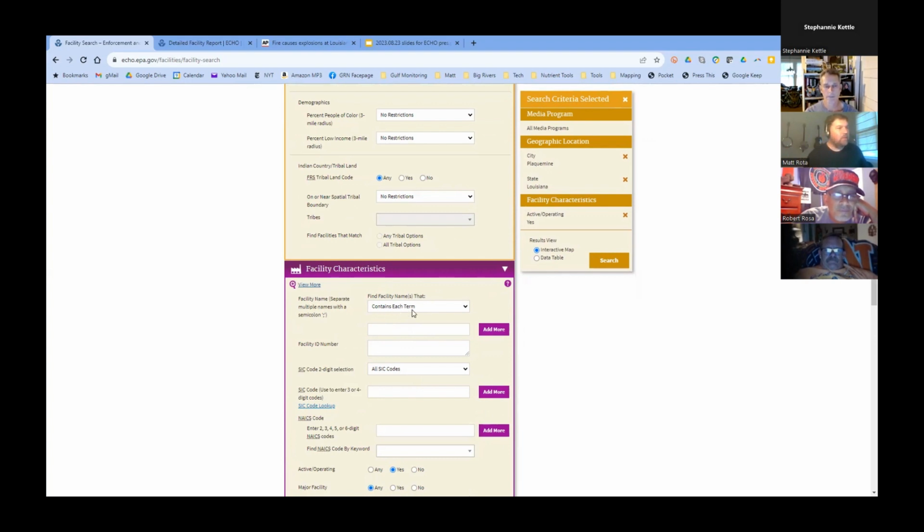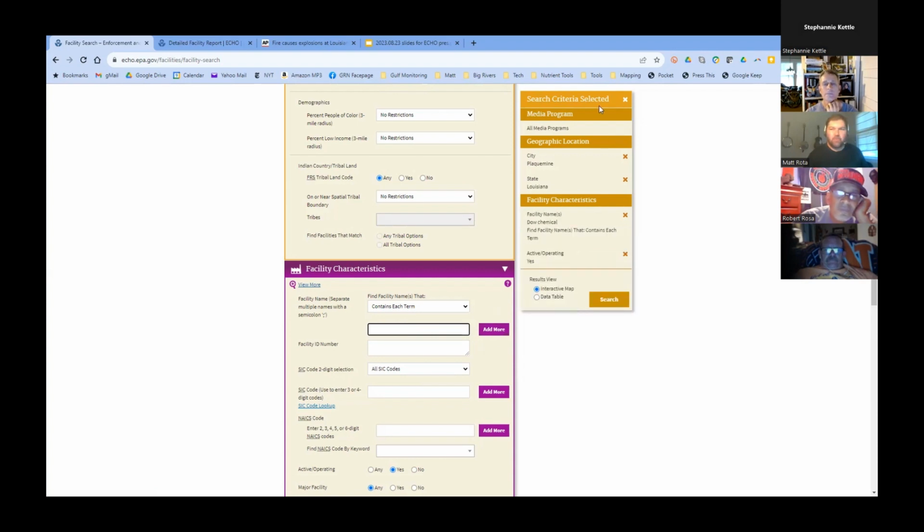But you can also narrow it down with if it begins with something, if it matches exactly, or if it contains each term. So I'm probably going to go with it contains each term because I know it's Dow, and the newspaper said Dow Chemical. So I'm going to start from there. And so I've put that in there.